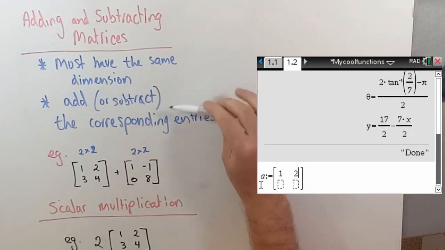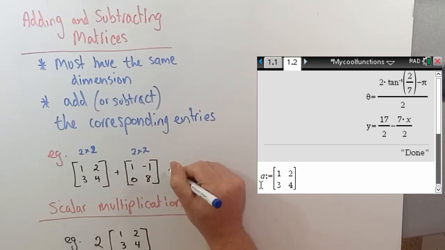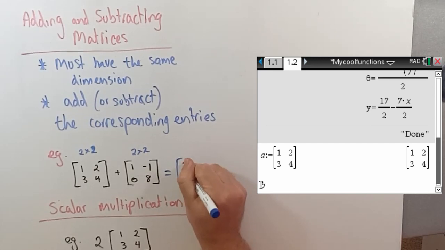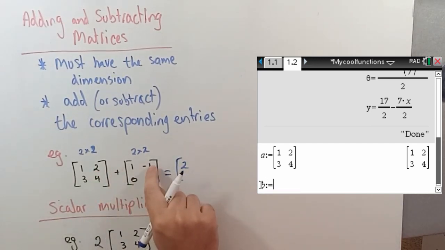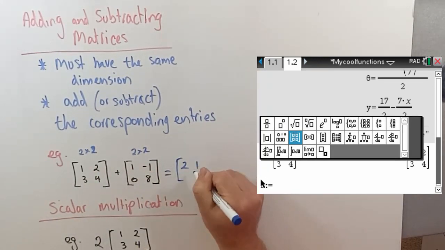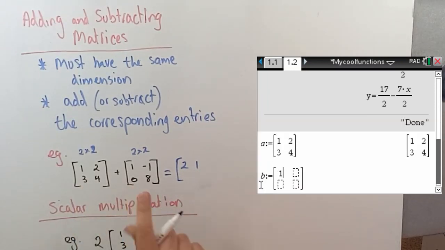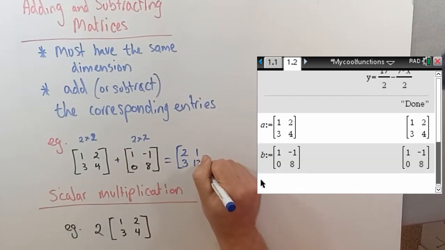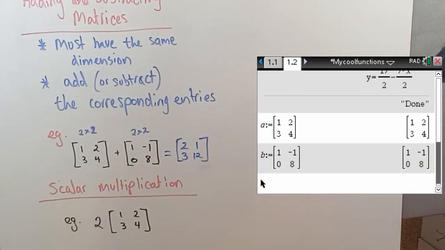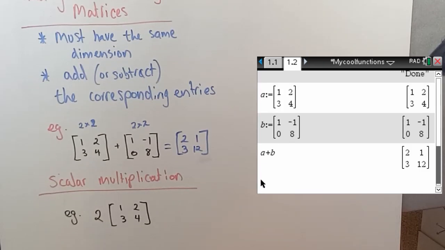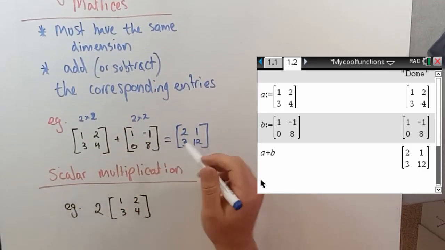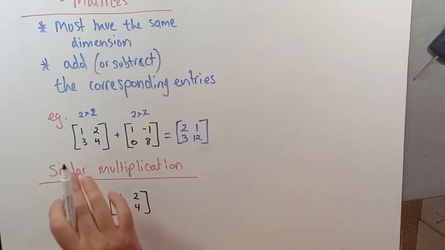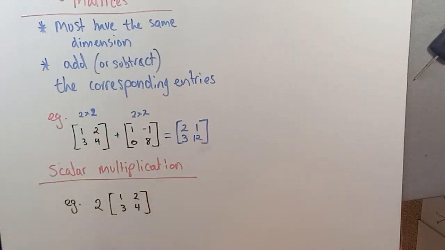To add and subtract, you just add the corresponding entries. So you look at the first entry, 1 plus 1, that's a 2. 2 plus negative 1 is just 1. 3 plus 0 is 3. 4 plus 8 is 12. So that's those two matrices added together. Now, if they were different sizes, they wouldn't all have corresponding entries, so you can't add all matrices. They have to be the same size in order to add them.